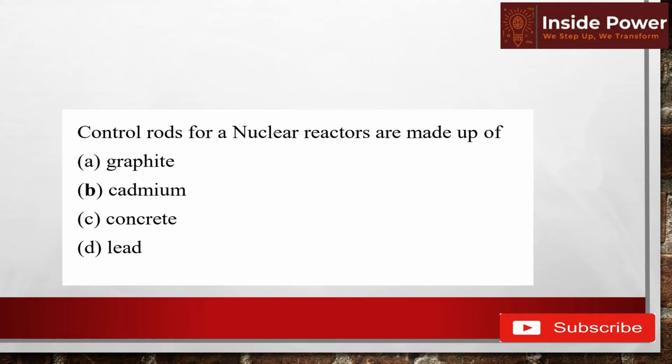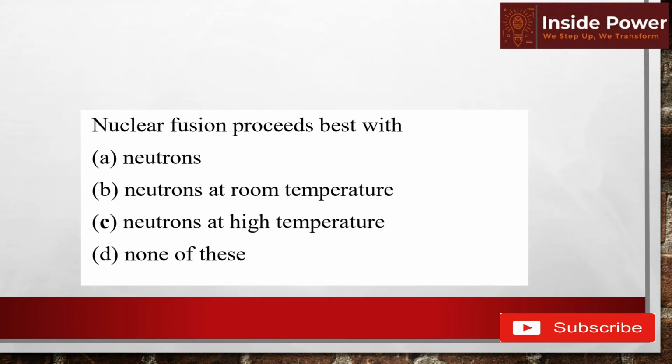The control rods for the nuclear reactor are made up of graphite, cadmium, concrete and lead. So here cadmium is the only answer for the control rod. Nuclear fusion proceeds best with neutrons at room temperature, neutrons at high temperature, none of this. So neutrons at high temperature is the option for nuclear fusion.